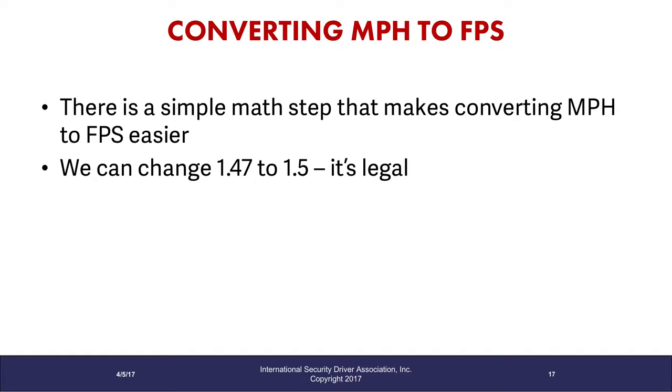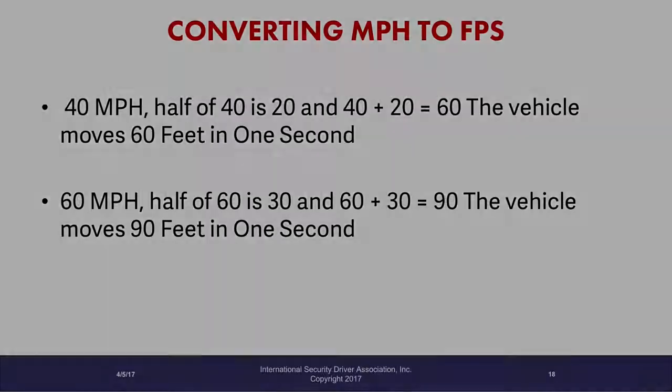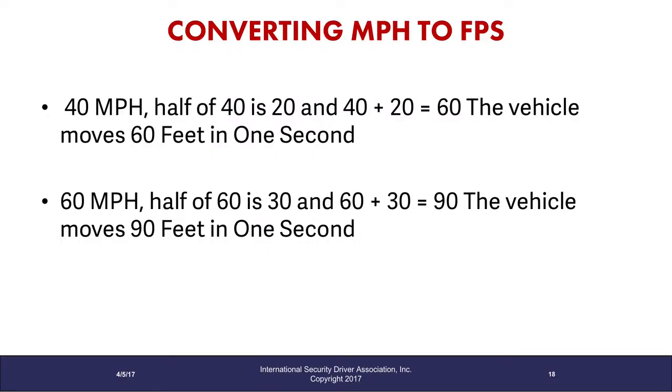There's a simple math step that makes converting miles per hour to feet per second much easier. We can round off or change the number of 1.47 to 1.5. That is a legal mathematical move, not breaking any math laws. Let's look at 40 miles per hour. And instead of multiplying it by 1.47, we'll multiply the miles per hour by 1.5. But you don't actually have to multiply.